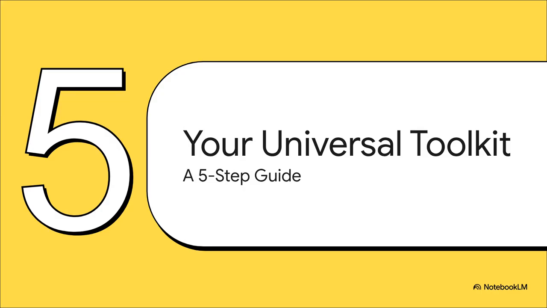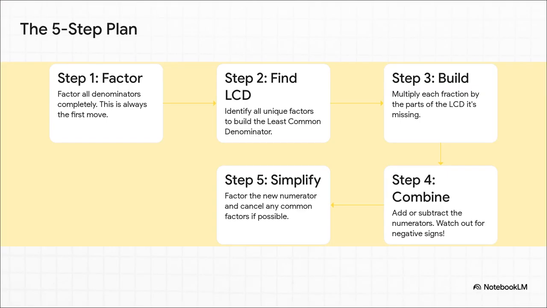Okay, so we've gone from the basics to the step-ups to the big challenge level, and we even learned a pro tip. Now let's put it all together into one universal toolkit you can use for any rational expression problem you ever see. And here it is, your 5-step guide to victory. 1. Factor first, factor always. 2. Look at all the pieces and build your LCD. 3. Give each fraction whatever parts it's missing. 4. Combine the tops, and please, please, please be careful with those negative signs. And 5. Always check if you can simplify at the very end. This process will work every single time.